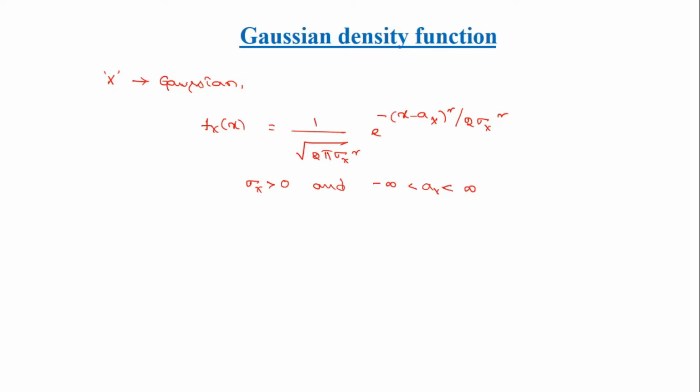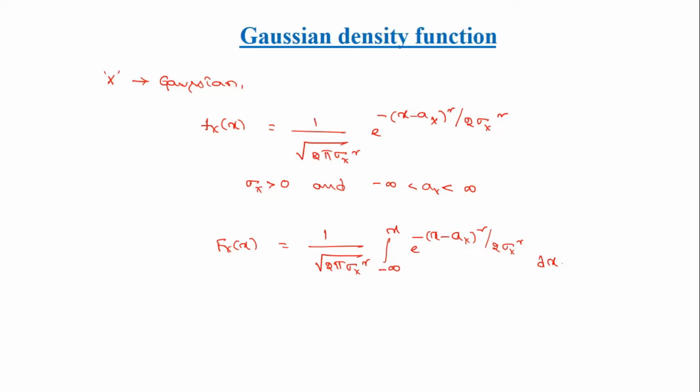Okay, this is the Gaussian density function, and when you take the Gaussian distribution function, it will be F_X(x), which is given by 1 by root of 2 pi sigma_x square, and you can take the relation between F_X(x) and the density function, which gives you the integral from minus infinity to x of e to the power of minus (x minus a_x) square divided by 2 sigma_x square dx. So these are the two equations which define the Gaussian density function and the Gaussian distribution function for a given random variable x.